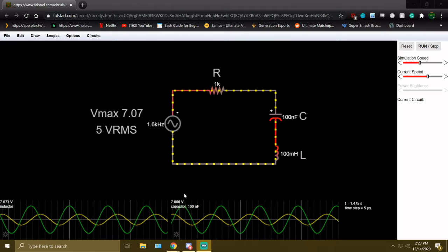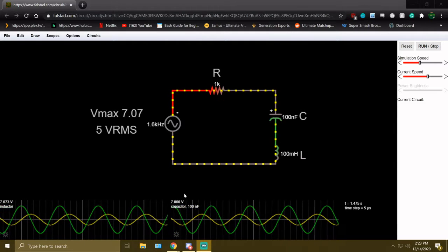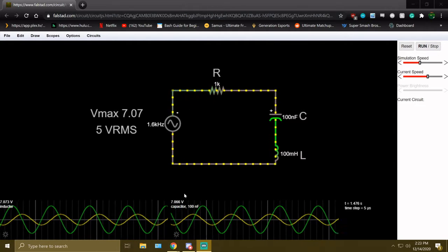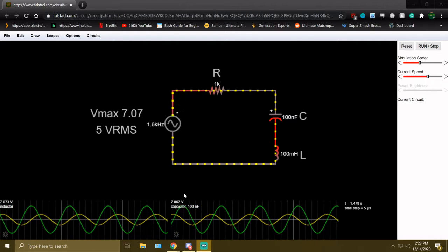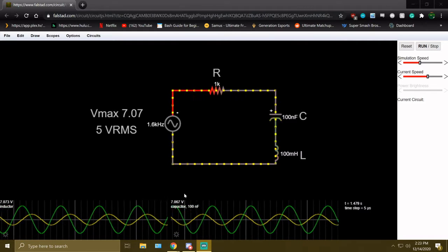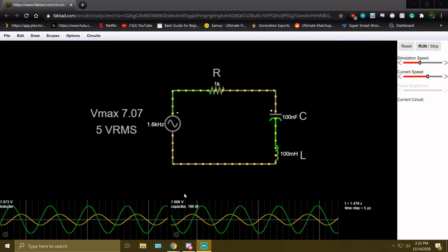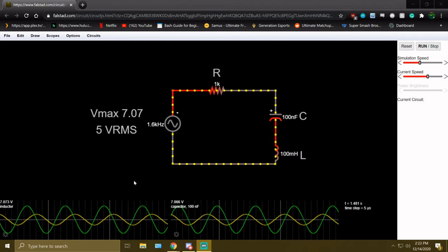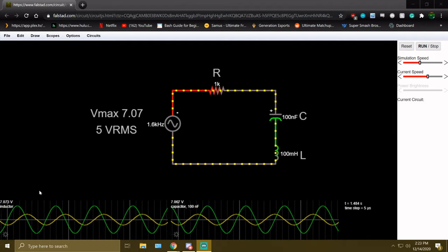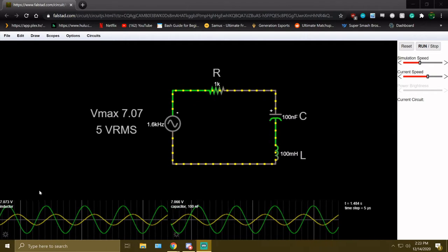All right, I'm going to talk about a little fun fact of way of memorizing the circuit. It's called ELI the ICEman, and ELI stands for electromotive force that leads current, and the ICE part, I stands for current leading voltage or electromotive force.